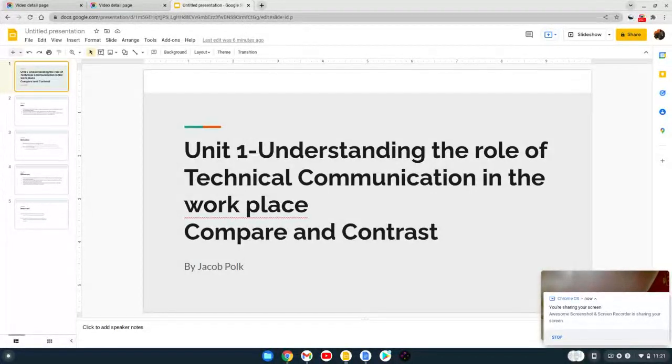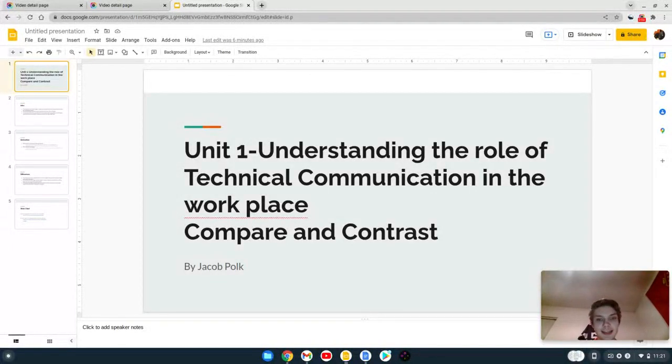Hi, so my name is Jacob Polk, and in this assignment in Unit 1, we had to compare and contrast both a technical communication document, an example of that, as well as one of our own academic essays.